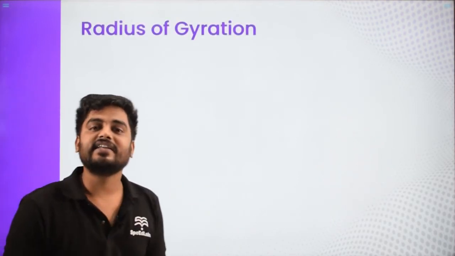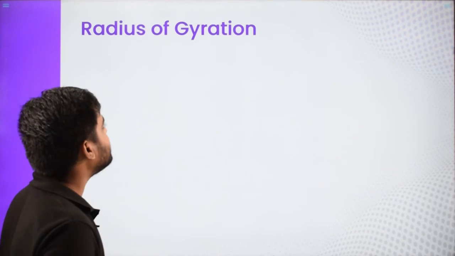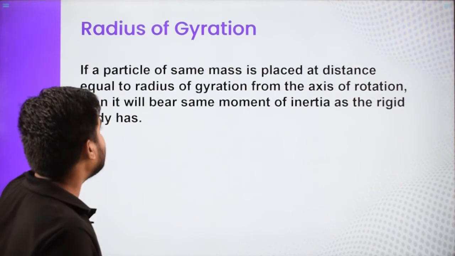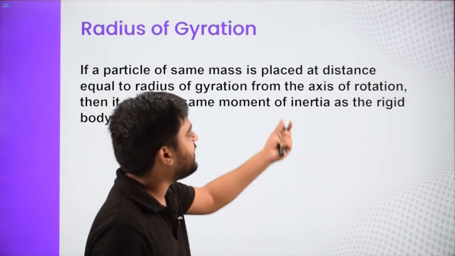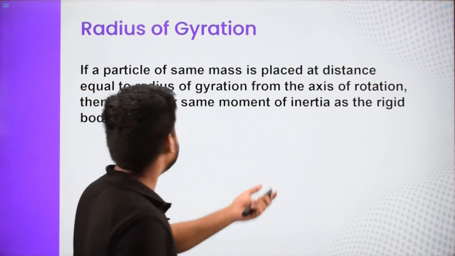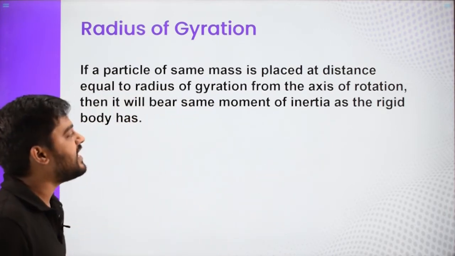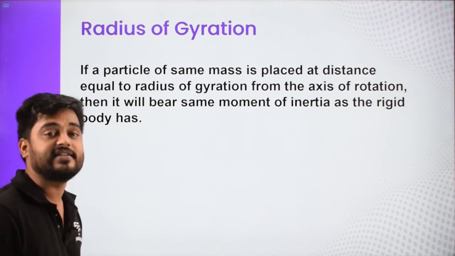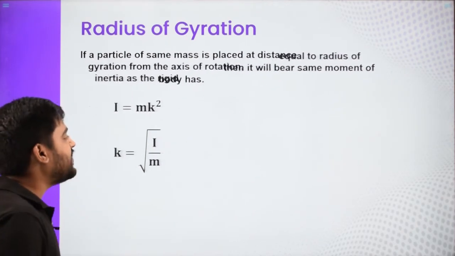Now, let us discuss the next concept, that is radius of gyration. So what is radius of gyration? Basically, if a particle of the same mass is placed at a distance equal to the radius of gyration from the axis of rotation, then it will bear the same moment of inertia as the body has. Now, see how we do that.